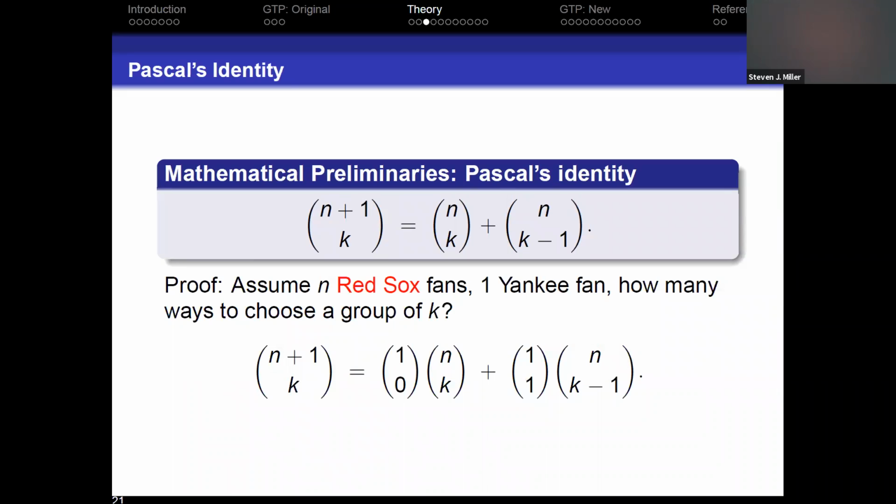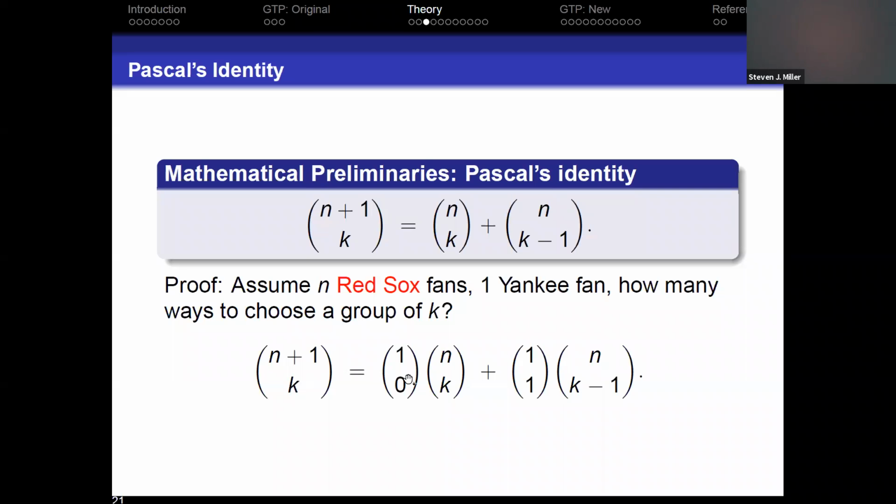So how can we prove Pascal's identity? There's a lot of different ways. Imagine we have n Red Sox fans and we have 1 Yankee fan. A great way to prove combinatorial identities is to tell a story. So what is n plus 1 choose k? Well, we have n plus 1 people, and I want to choose k people from that. By definition, that's n plus 1 choose k. And now I can break this up as to whether or not I've chosen the Yankee fan.